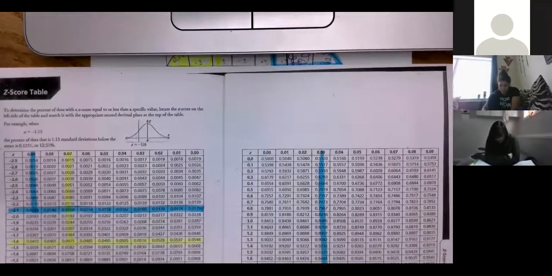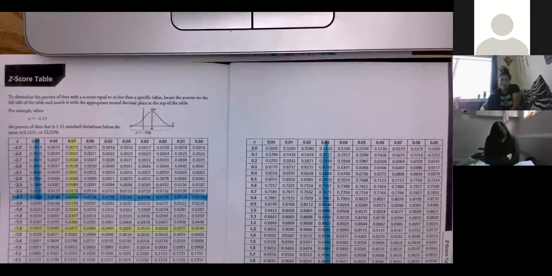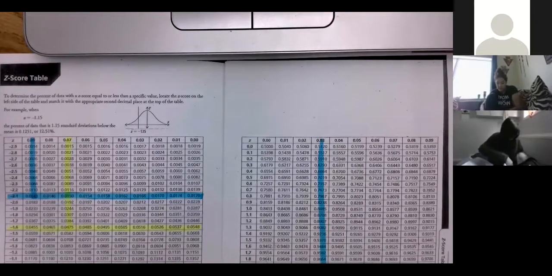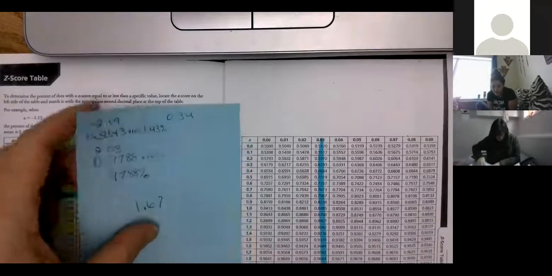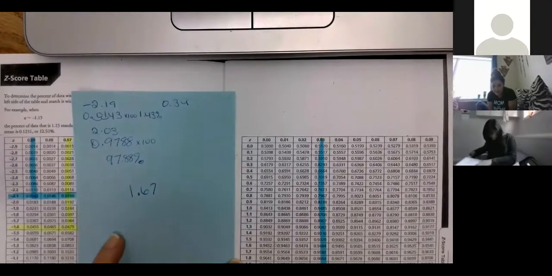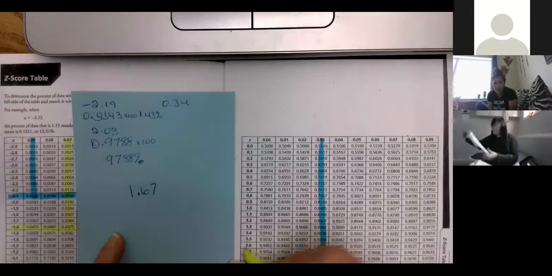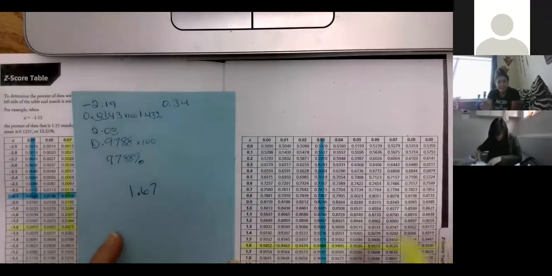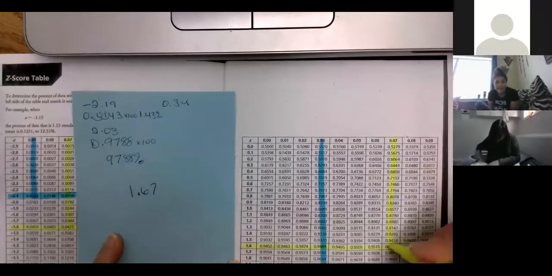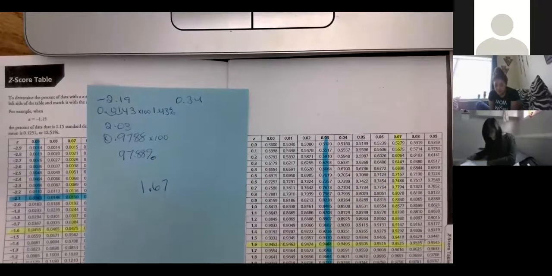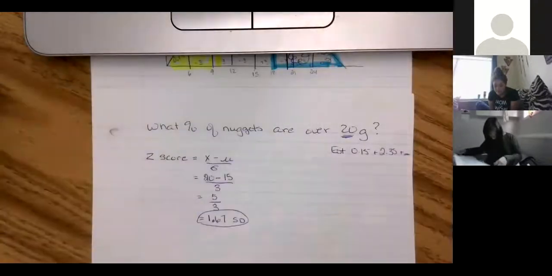Michelle, I have not picked on you nearly enough today. Can you tell me what the number is going to be for 1.67? It's going to be 0.9525. Maybe? I don't know yet. Okay. So we got 1.6, and then we got the 0.7. 95.25, exactly what you said. Lovely, thank you. All right, I'll put that over here.